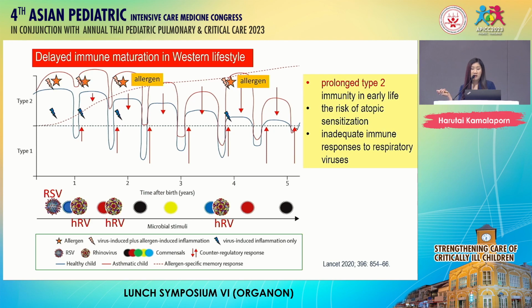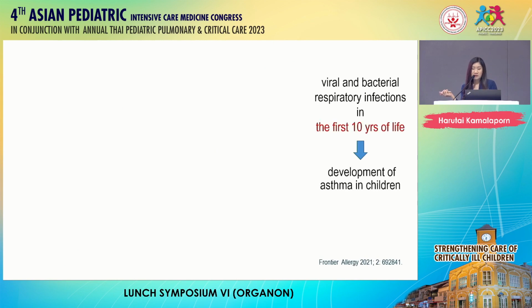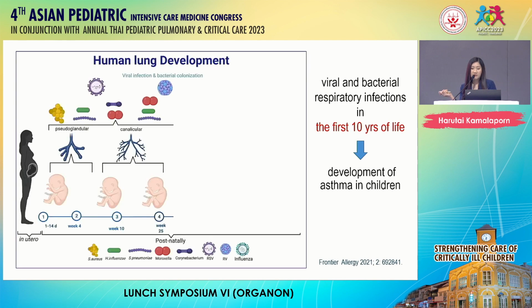Prolonged type 2 immunity in early life is going to increase the risk of atopic sensitization and an inadequate immune response to respiratory viruses, leading to childhood asthma. So, viral and bacterial respiratory infection in the first 10 years of life. This is another article from Frontiers in Allergy 2021, and it mentions the development of asthma in children starting from intrauterine life.